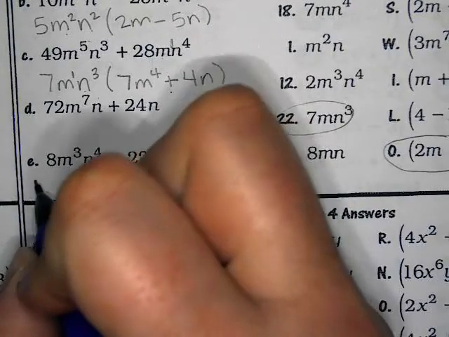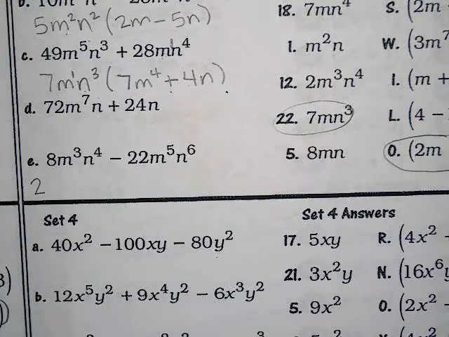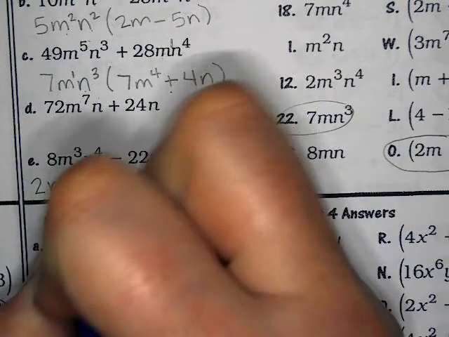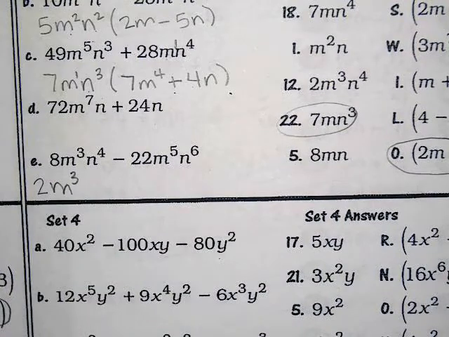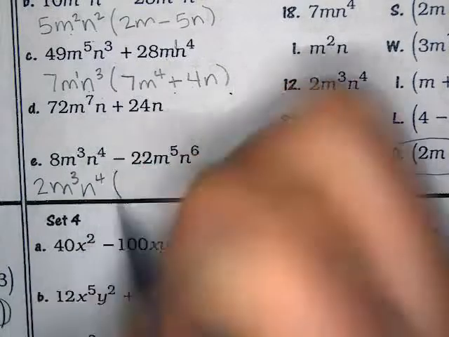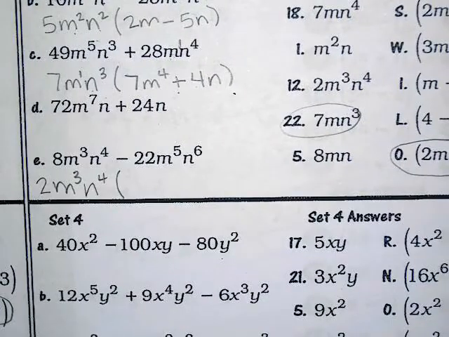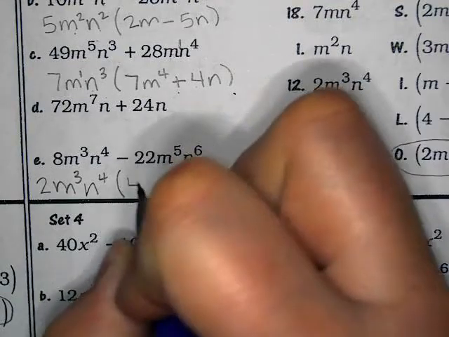And then between m to the third and m to the fifth, 3. Okay, m to the third. Between n to the fourth and n to the sixth, 4. Okay. So 8 divided by 2 is 4. You had 3 m's, you took 3 out.